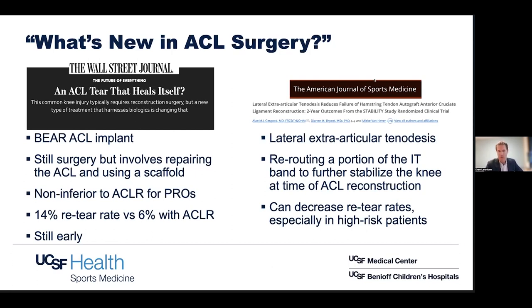There's also been a lot of interest in surgeries that we can add to make the knee more stable. So this lateral extra-articular tenodesis. With that, we fasten a piece of the IT band on the outside of the knee. That can decrease re-tear rates, especially in our high-risk patients. So I think especially in the revision setting, adding this is a great option. Usually won't look towards this in a first-time ACL reconstruction, but this is something else that we're actively studying and trying to make that ACL surgery even better.